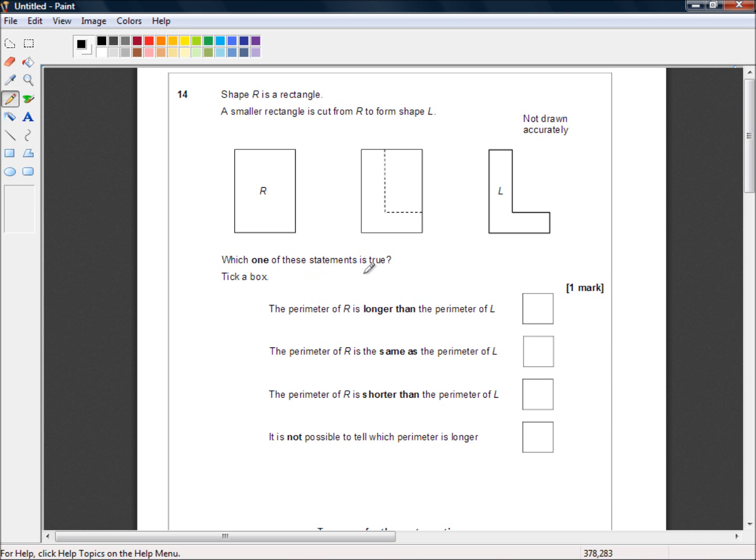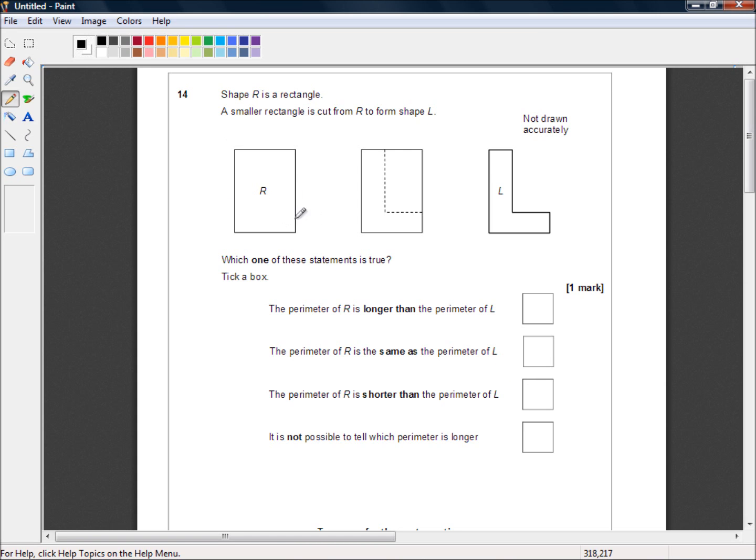Which one of these statements is true? Tick a box. The perimeter of R is longer than the perimeter of L. The perimeter of R is the same as the perimeter of L. The perimeter of R is shorter than the perimeter of L. It's not possible to tell which perimeter is longer. It's only worth one mark. We're not supposed to spend too much time dwelling on it, but I will explain my reasoning.